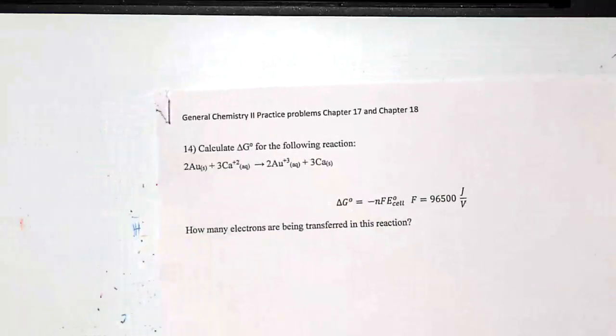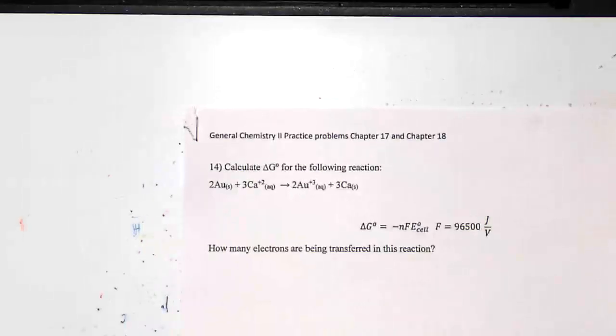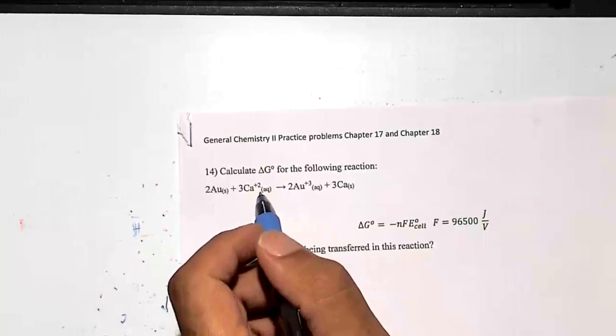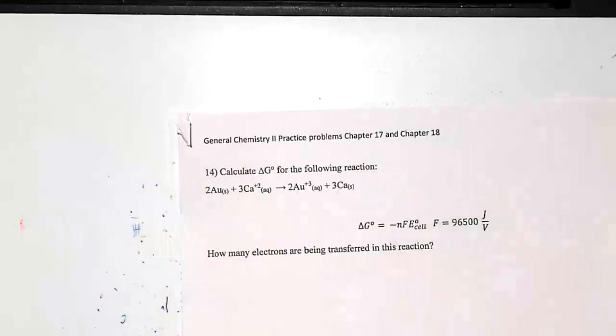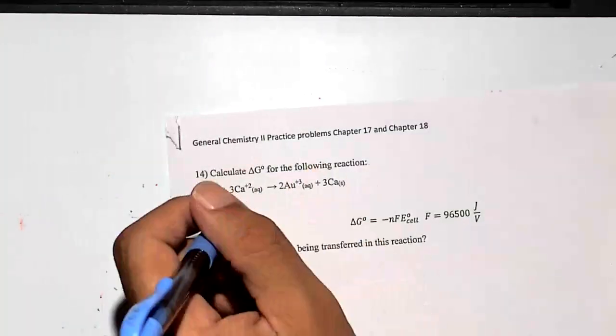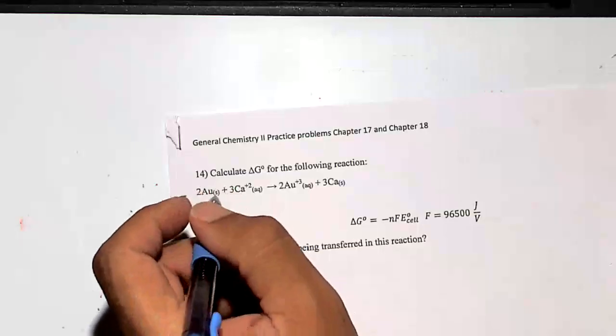All right, our final problem here is this one. Calculate delta G for the following reaction. And I'll give you this equation. You should be able to choose which equation best fits. Let's go ahead and knock this one out.